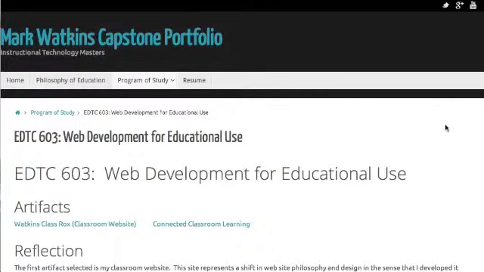And the first, Watkins Class Rocks, that's my classroom website that was created using Google Sites. And this signaled a big departure for me, going in a new way from what the school had previously kind of provided for us. And then the second, the Connected Classroom Learning site, is an example of my first WordPress site, and it's a business site for an educational technology, instructional technology integration consulting business. And so I think we'll take just a brief tour of those sites and talk a little bit about how I created those and how I feel they represent my learning throughout this program.